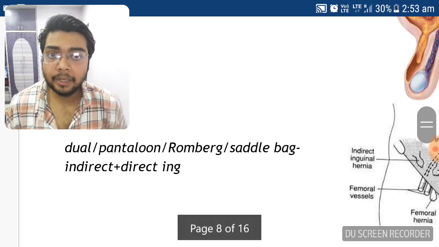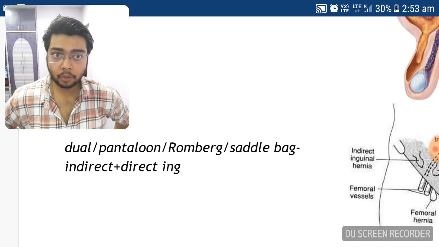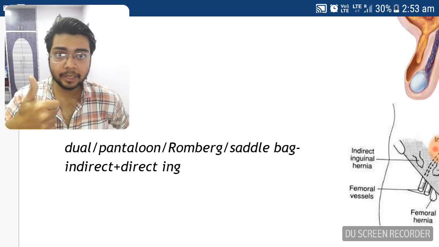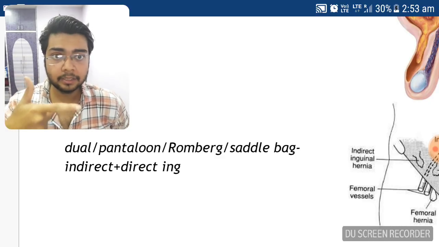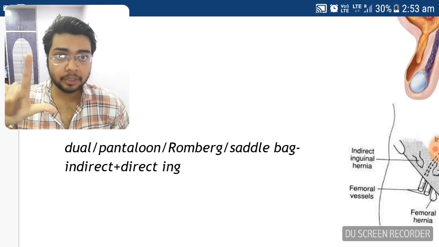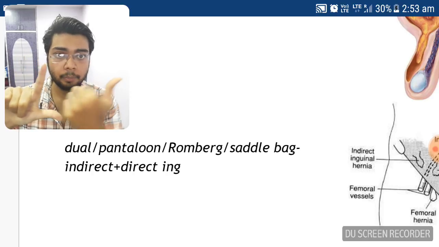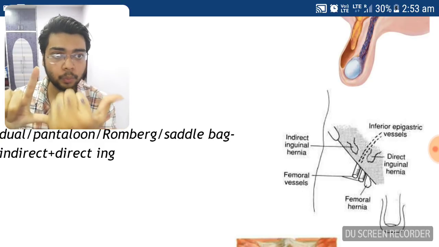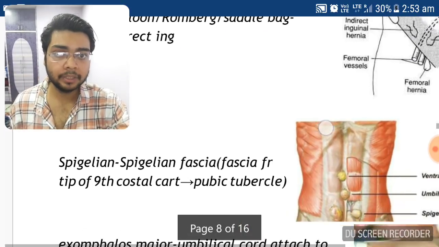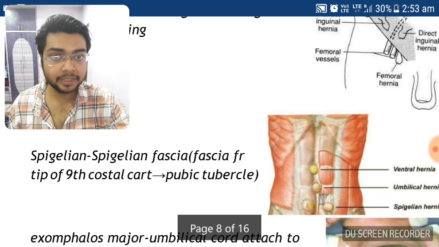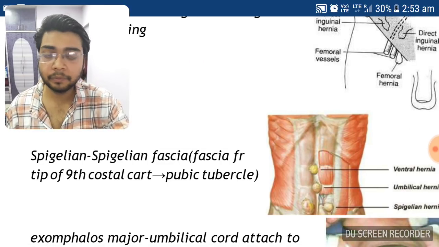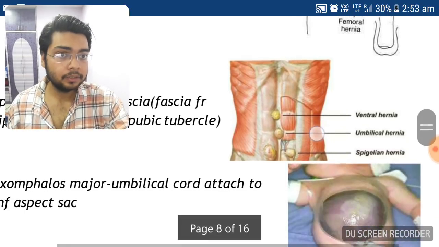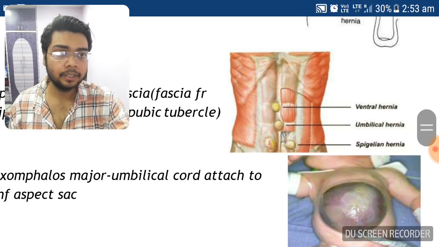This one, pantaloon or dual or Romberg or saddlebag. So here what happens, both direct as well as indirect hernias are present. If they are present simultaneously, you will call it dual or pantaloon or Romberg or saddlebag. So both simultaneously you can see. And then the Spigelian fascia from the tip of the 9th costal cartilage up till the pubic tubercle. So here you can see a herniation.